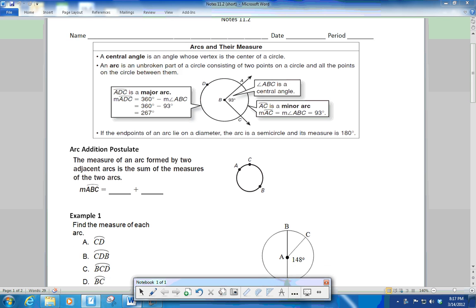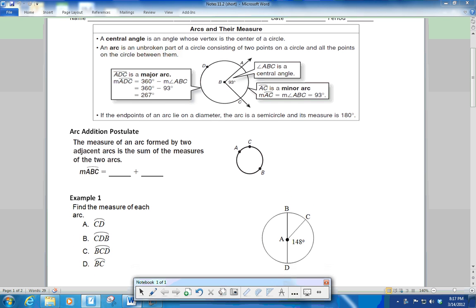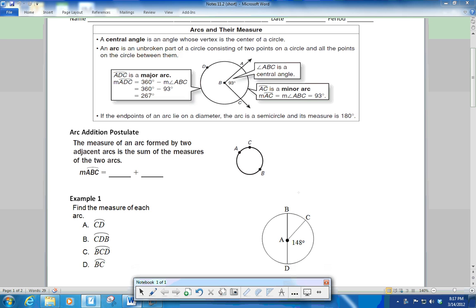And so let's take a look. So this is about arcs and their measures, so the arcs of a circle. The central angle, a little definition here, the central angle is an angle whose vertex is at the center of the circle. So angle ABC would be a central angle because the vertex B is the center of the circle.